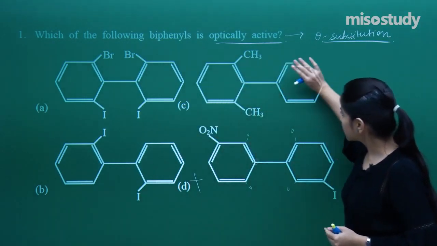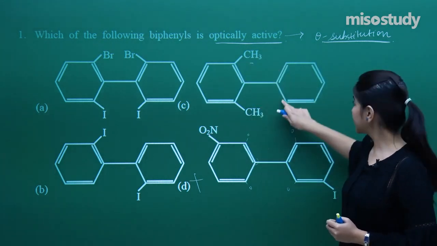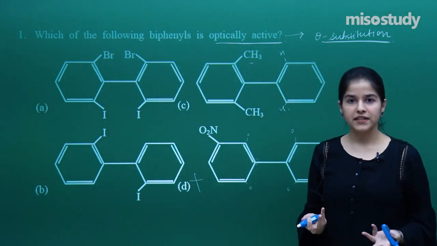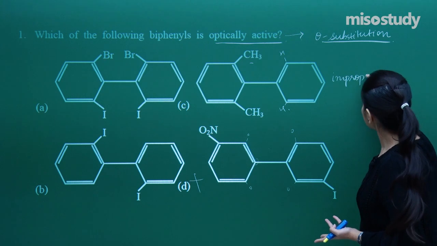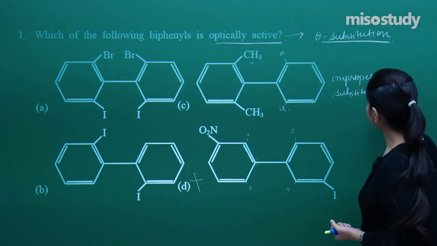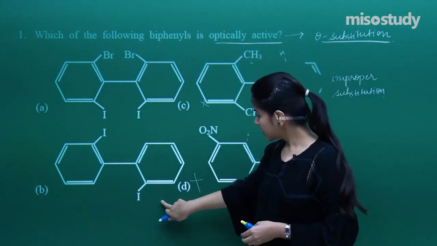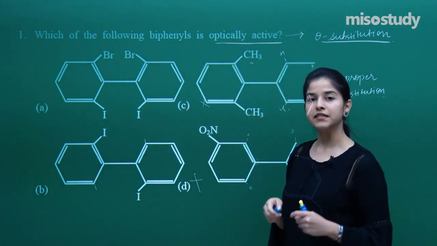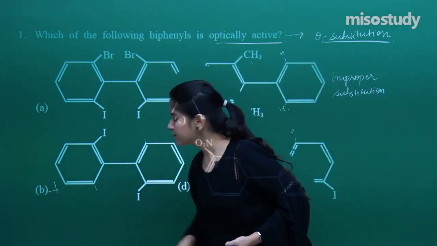Now let's move on to option C. In one of the phenyls there is ortho substitution, but in the other one again there are only hydrogens, no such bulkiness present. So it's an improper substitution, right? So this is also not giving the optical activity. What else? I've got option B. Again here you can see these places are still unoccupied, still don't have a bulky group present, right? That means this will also not give.